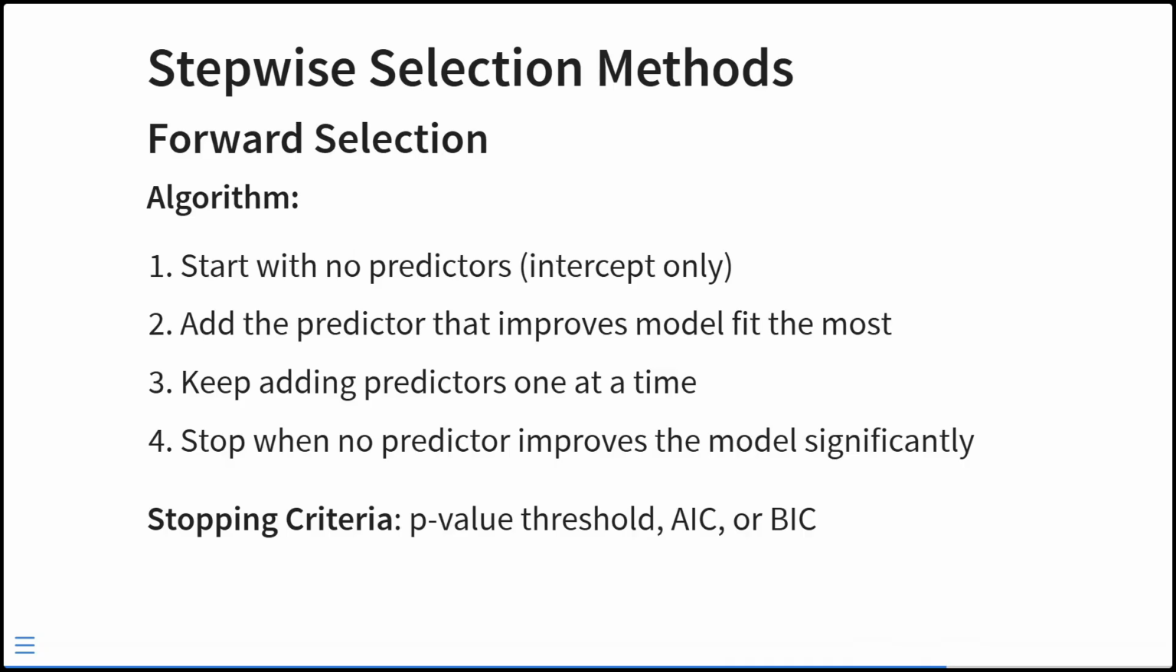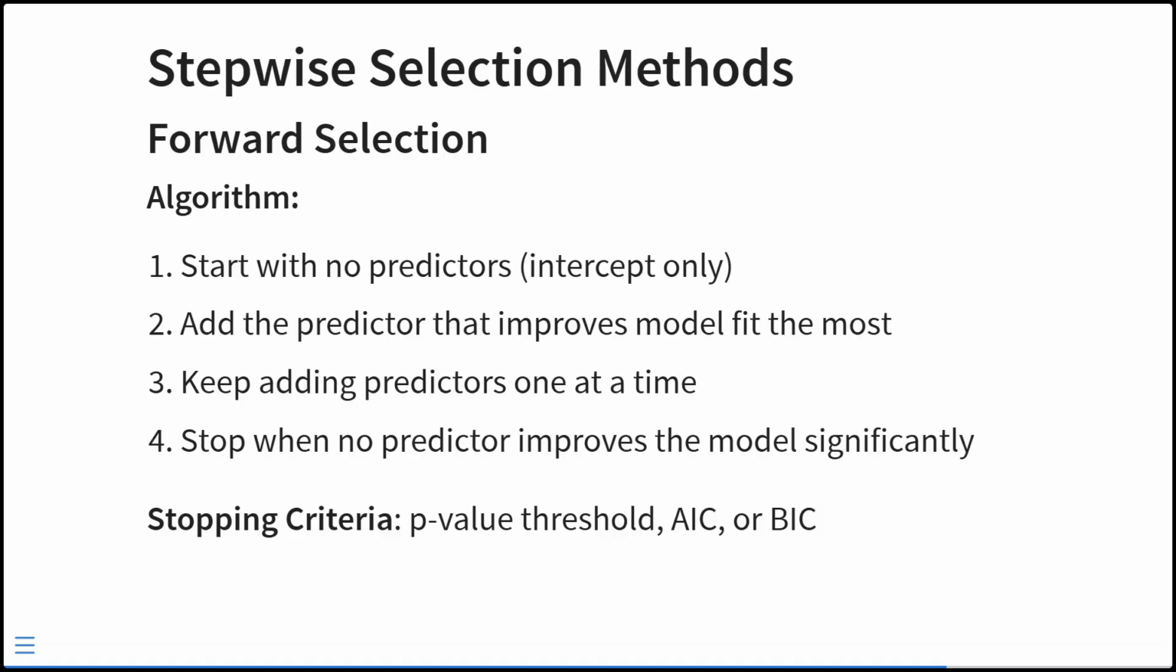We have various selection methods for model predictors. We have forward selection. In forward selection, you start with no predictors, just the intercept only. Then you add a single predictor. You start by adding the predictor that improves the model fit the most. This can be decided from the literature or after testing each predictor individually. Then you keep adding predictors one at a time to your model.